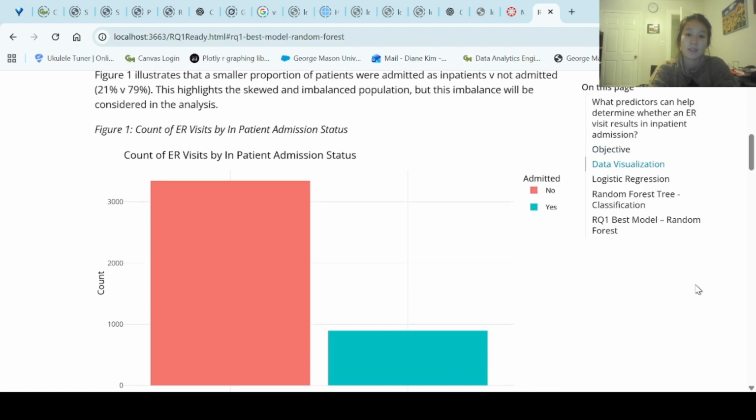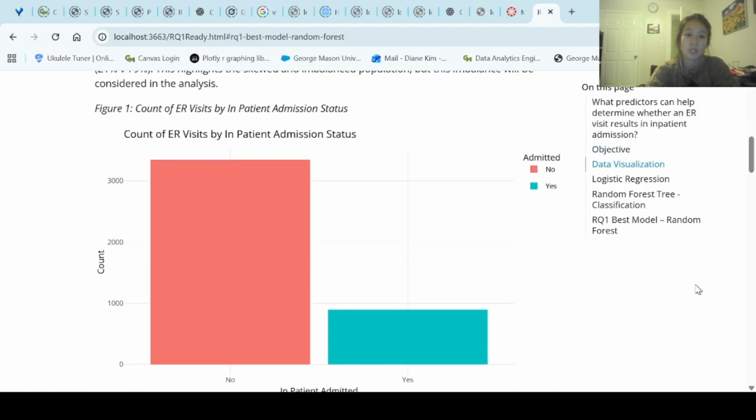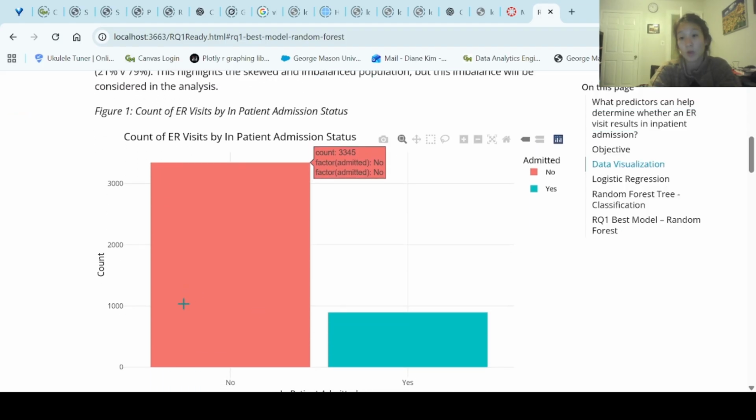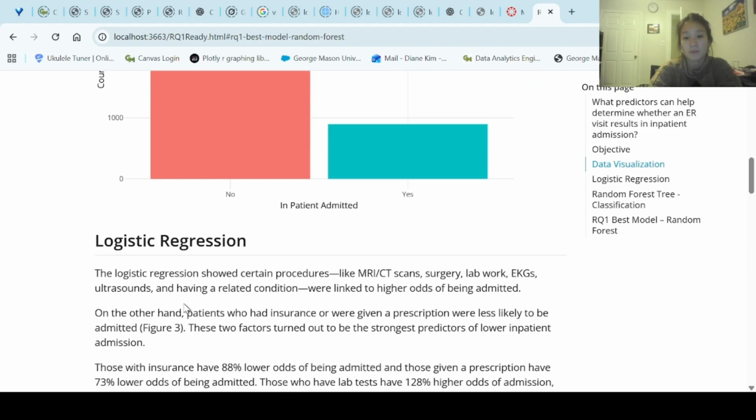This is one of my data visualizations, which counts the number of ER visits by inpatient status. You can see there's kind of an imbalance of data. Specifically, there are 21% of patients who are admitted versus 79% of patients who are not admitted inpatient.